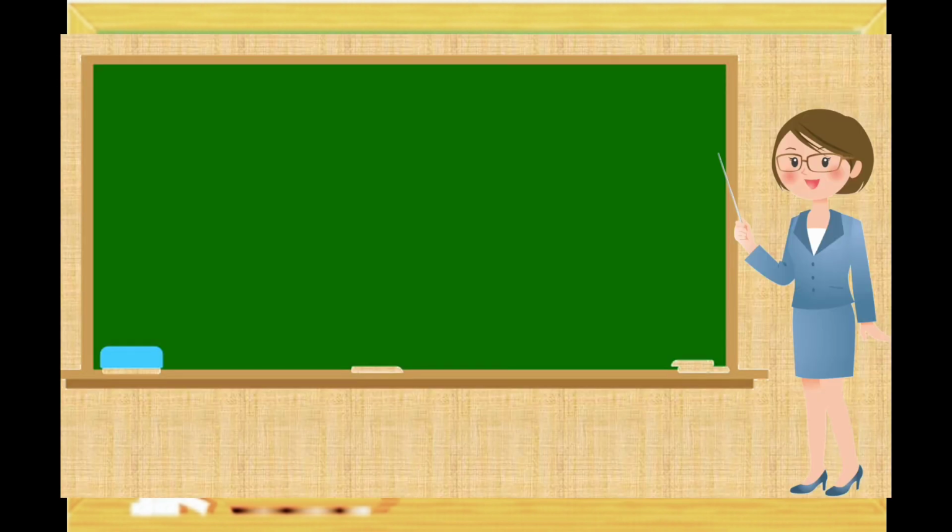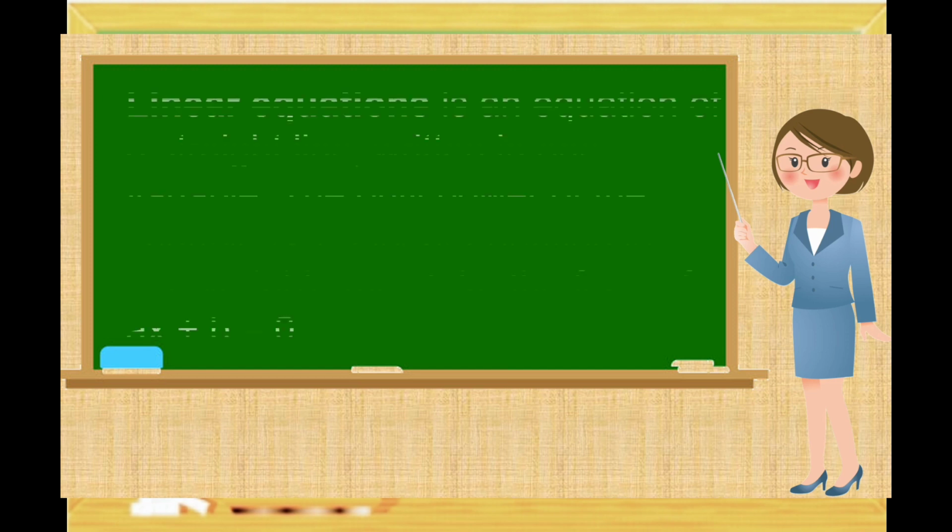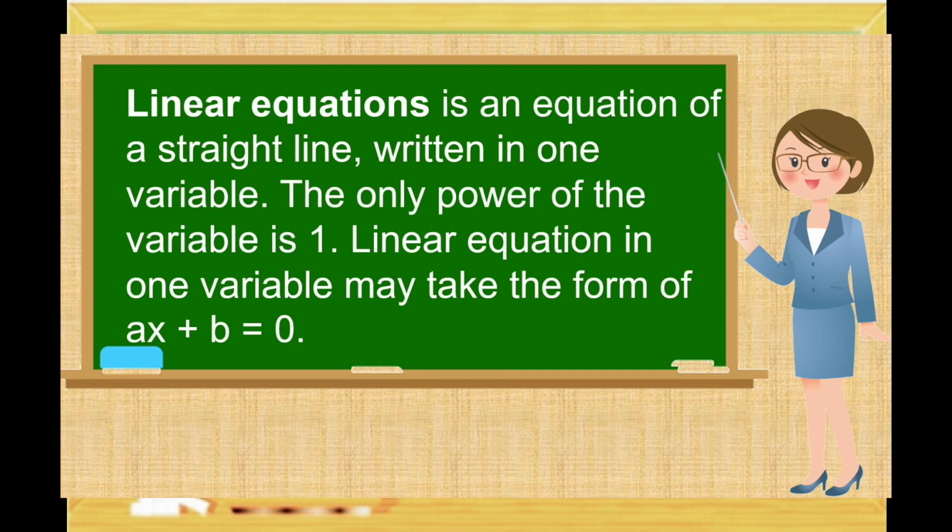First, let us recall what a linear equation is. A linear equation is an equation of a straight line, written in one variable. The only power of the variable is 1, and a linear equation in one variable may take the form ax plus b equals 0, where a is not equal to 0, otherwise the equation is constant.